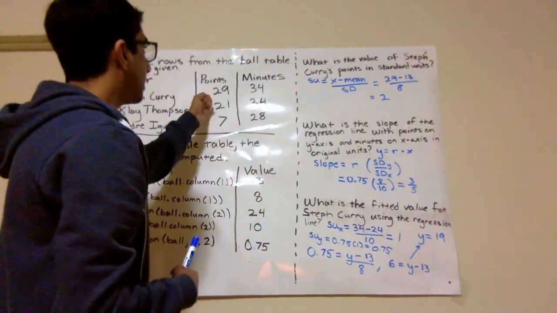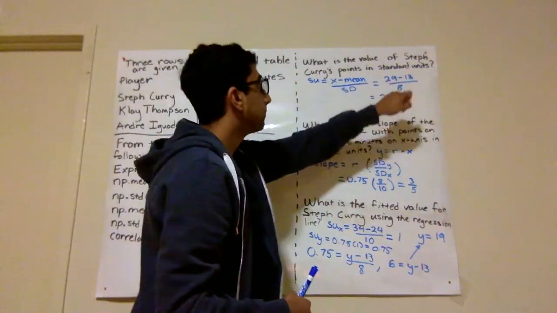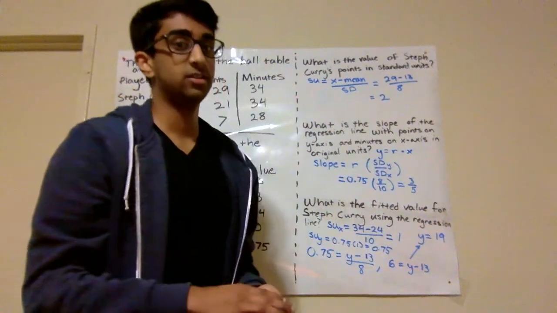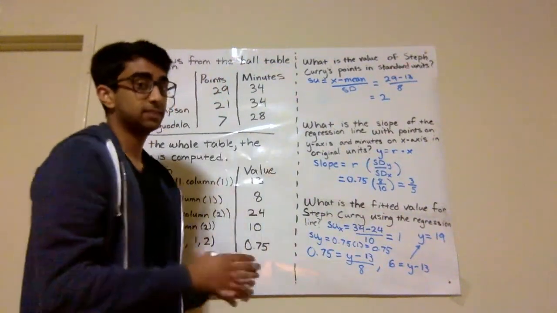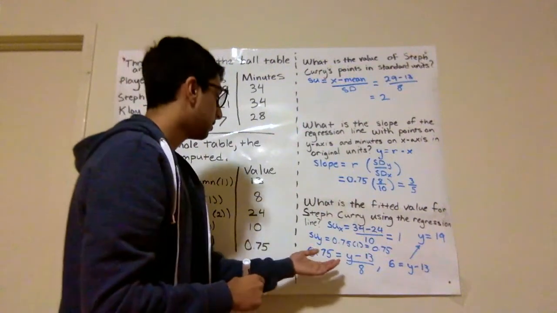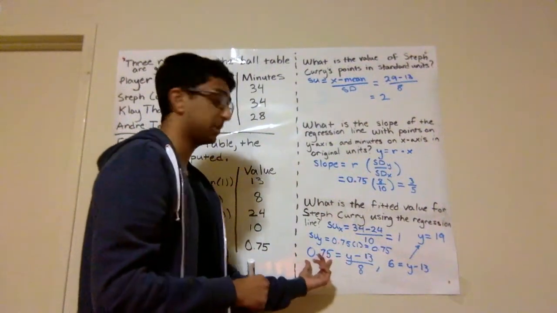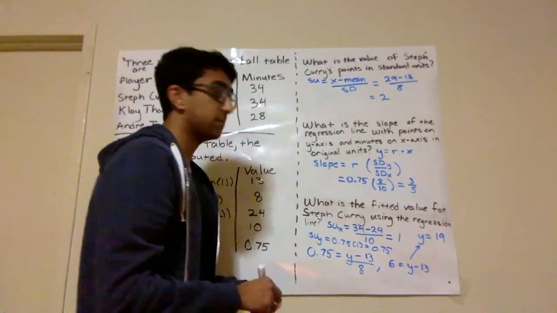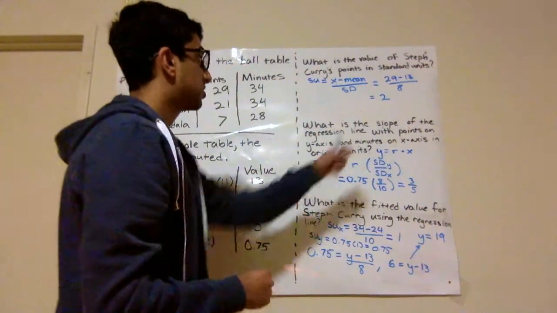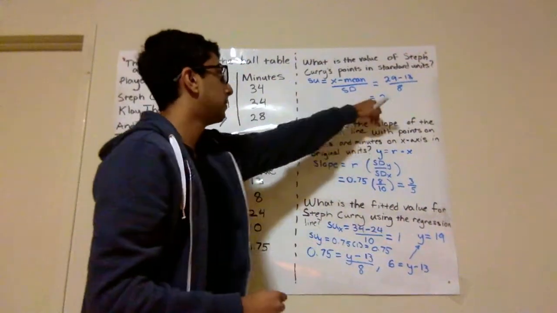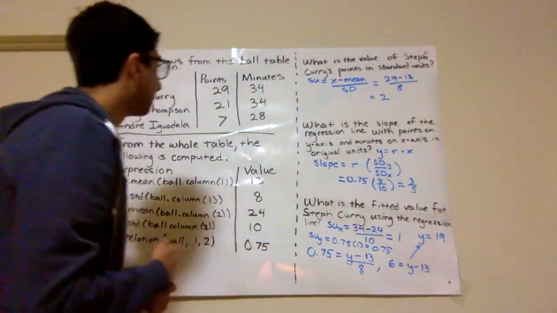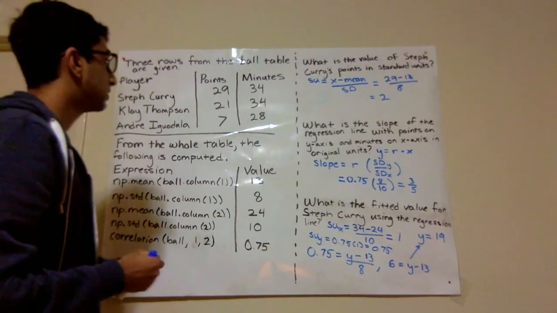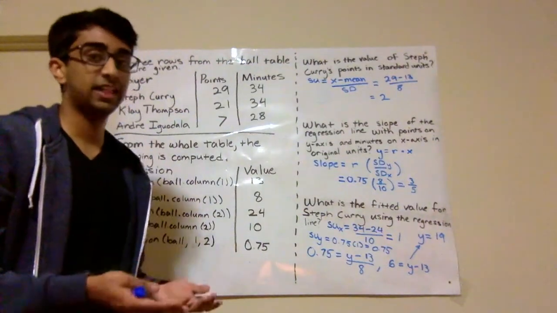Because remember how we calculated the standard units over here, this actually comes out to 2 standard units, which is pretty much equivalent to his points being 2 standard deviations above the mean. Versus the actual prediction, which is 0.75 standard deviations above the mean for Steph Curry based on his minutes played. So this is just a vast difference. If you compare him to a person like Andre Iguodala, which is 7 points in 28 minutes, this starts seeming a little bit more reasonable.